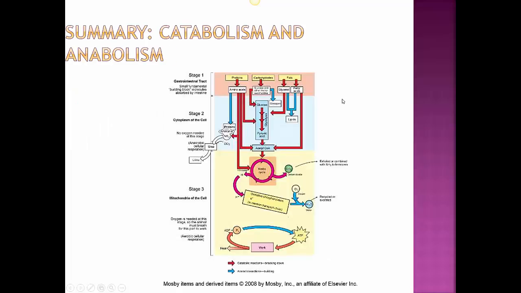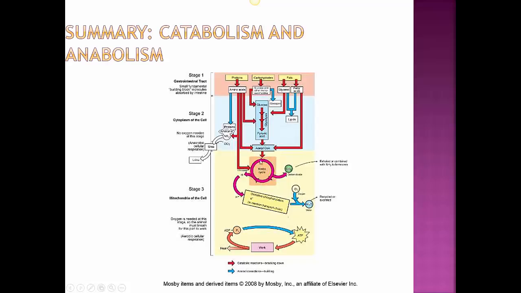This is a long explanation of catabolism and anabolism. You can see you have proteins and carbohydrates that come in, they go into the glucose pathway, and they become pyruvic acid.